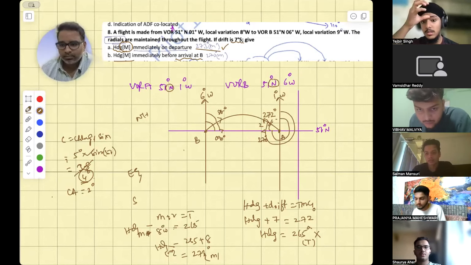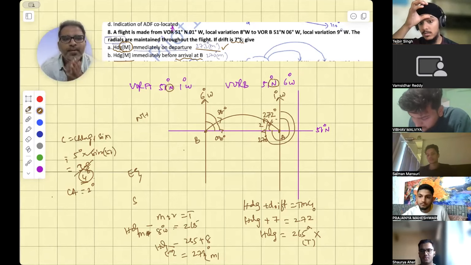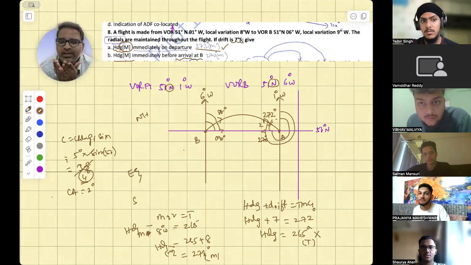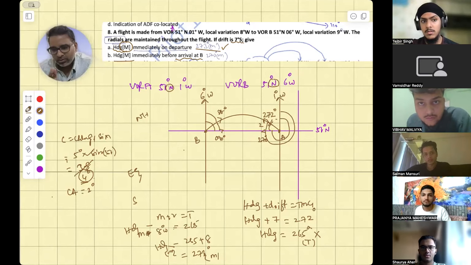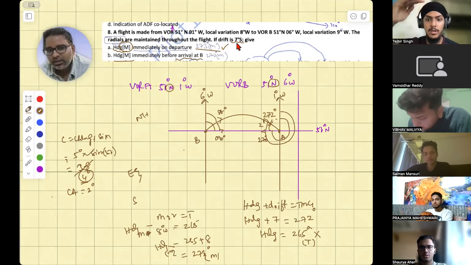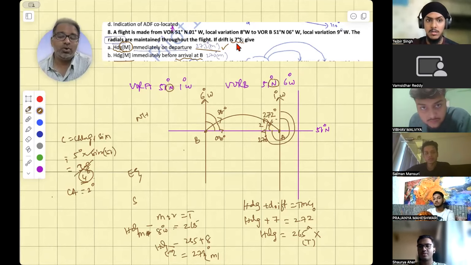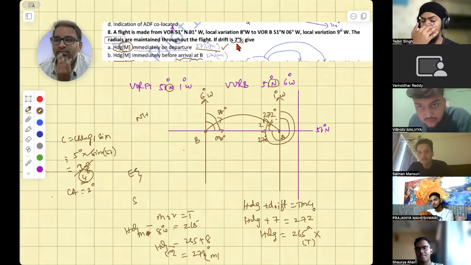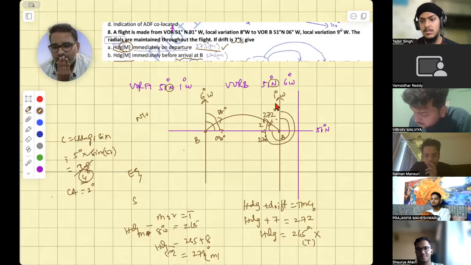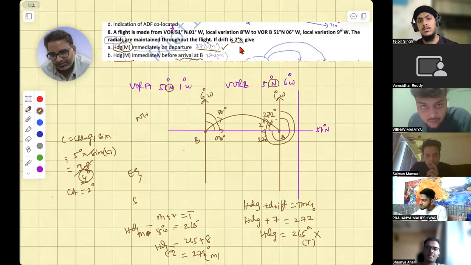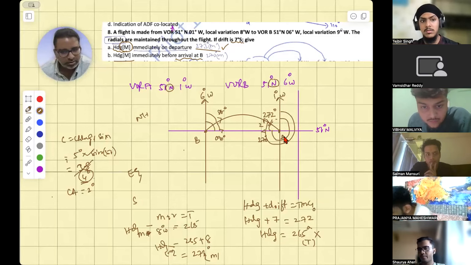Sir, just one thing. Here, how did we decide that the drift is to the starboard side? It is given. It is saying you're drifting towards the starboard side if you're not doing anything, so you will crab into the winds. No, not south. Drift is never given as south. S is for starboard. If P is given, it is for port. Drift is always starboard and port.